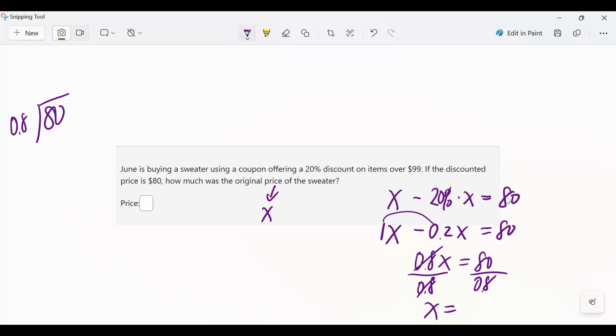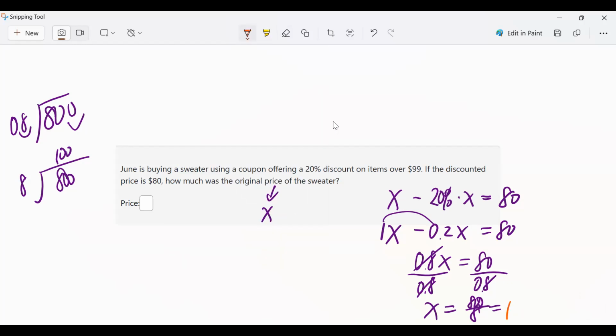Again, move this decimal point 1 unit to the right and it turns into 8. And for 80, you increase that 10 times, so 80 becomes 800. So 8 going into 800 is 100. It's 800 divided by 8, that's $100. Makes sense, right? $100, a 20% discount will be $20 off. That's why we end up with the $80 discounted price.